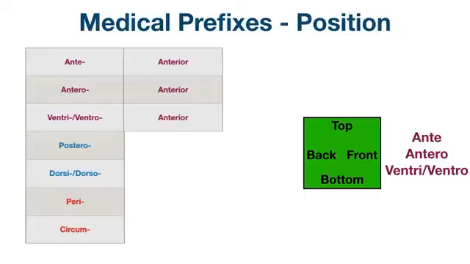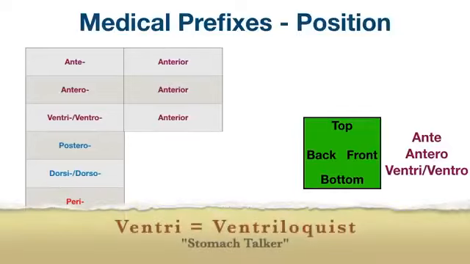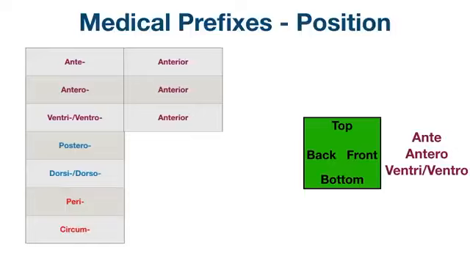You might remember we used ante when we talked about time. So ante means before, and the before can be used as a time, or before can be used as a position, meaning in front of. There are a couple tricks to remember that all these terms mean anterior. Ante, antero, and anterior, I'll start with ante, so that's pretty easy. And for ventri, you can think of ventriloquist, which means stomach talker. The stomach is in the front, which can help you remember ventri means to the front.